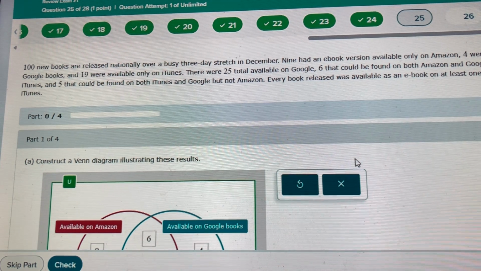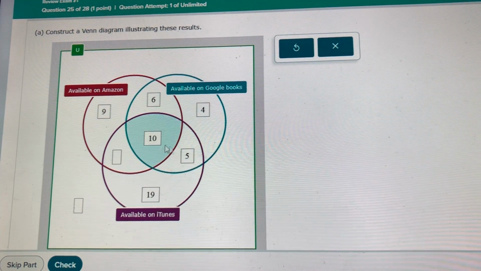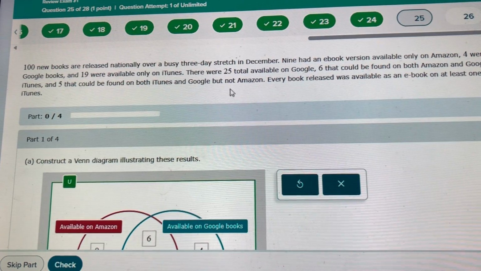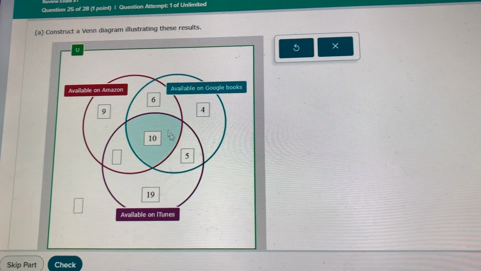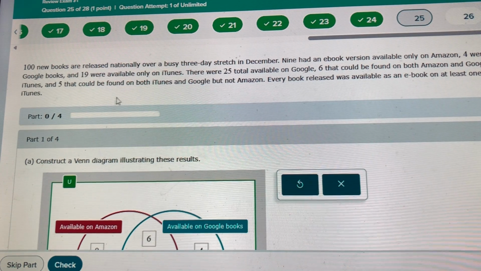I don't know if there's a mistake here or not, or am I missing a number? 9, 4, 19. We got all three of those. The 25 is not in the graph. It's these four added together are 19, or are 25. And then there's just the 6 and the 5. I have both of those, 6 and 5. We need to know how many are on Amazon and iTunes, but not Google. That's what I think is missing here.